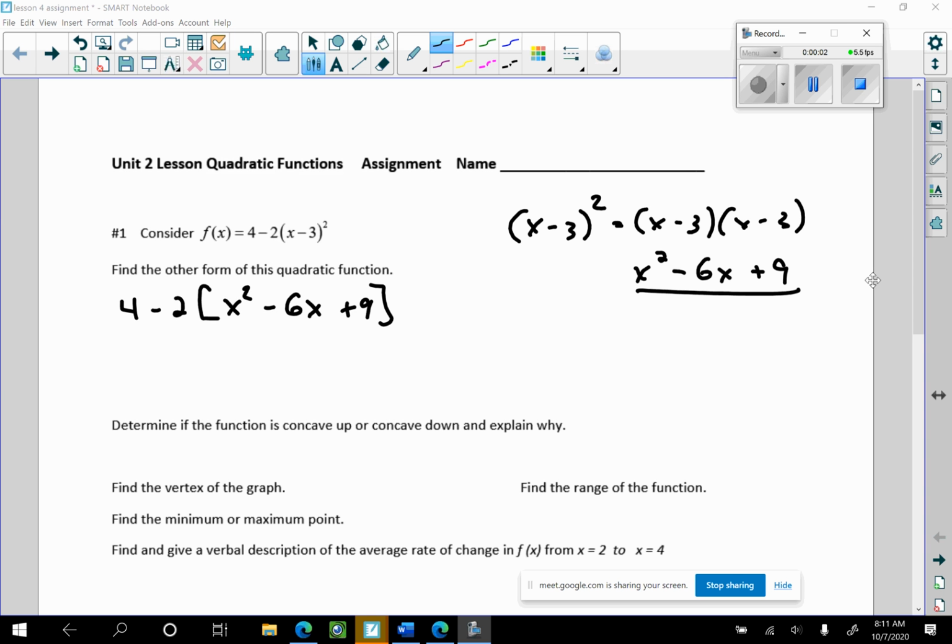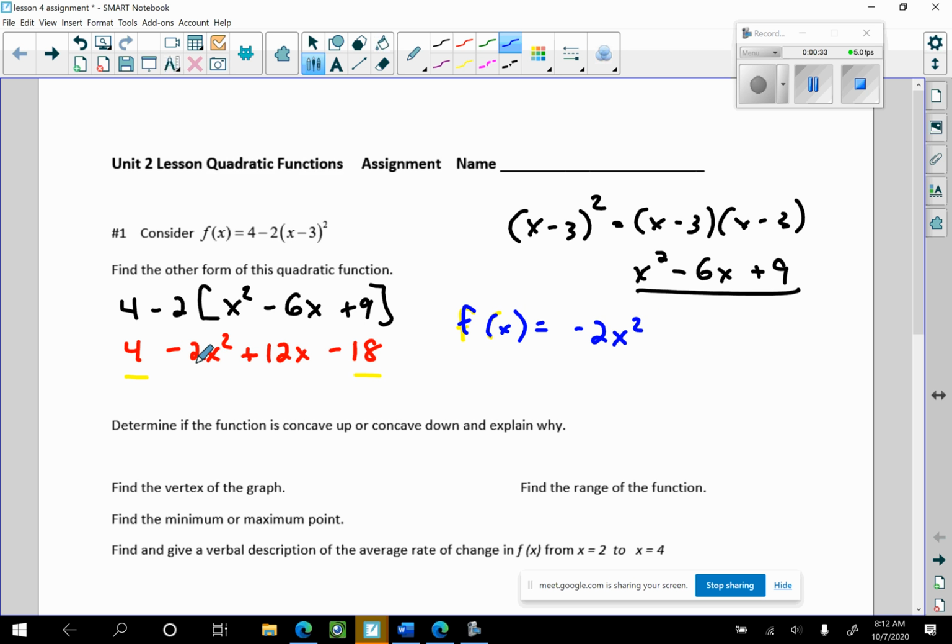And I'm going to tape this solution as much as I can today as well. So now I'm just going to distribute the negative 2 through here. And it's going to be 4 minus 2x squared plus 12x minus 18. And the only thing I have left to do is to add the 4 and the negative 18. So the other form of this particular quadratic function is going to be negative 2x squared.